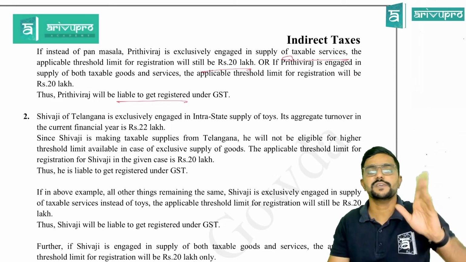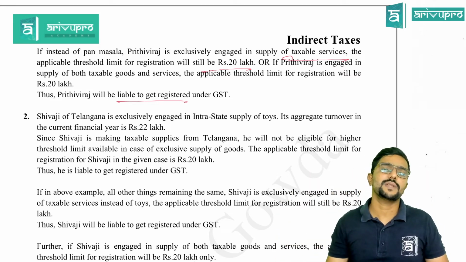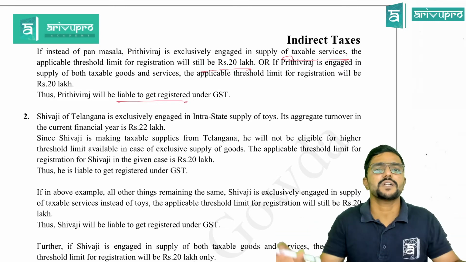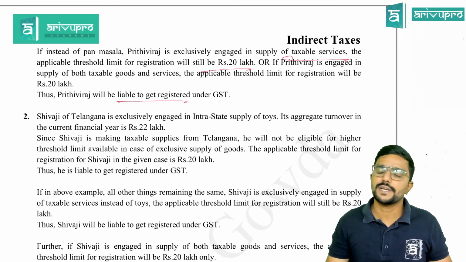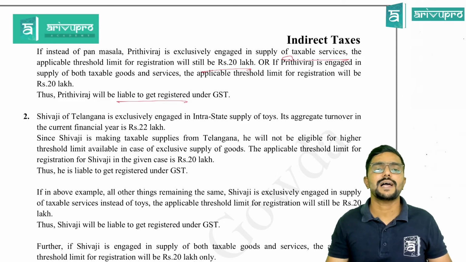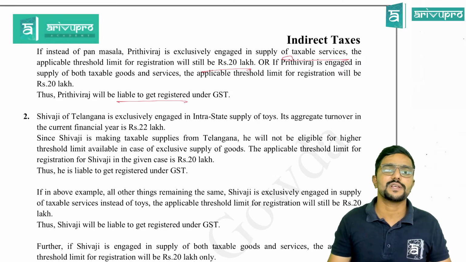If he is supplying services or goods along with services, 40 lakh limit is not applicable for you, irrespective of which state you are from. Notification itself is not applicable for you. In that case, you are from Assam, means normal state, 20 lakh limit is applicable and you are liable to get registered as your aggregate turnover in the year is 22 lakh, which has already crossed 20 lakh.